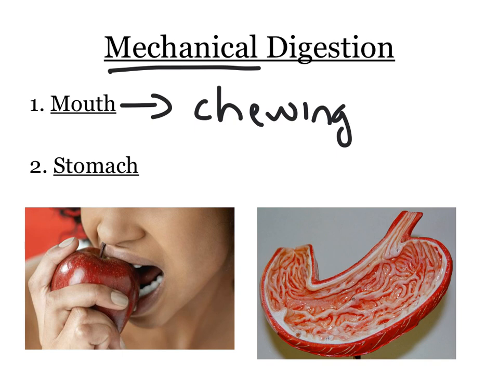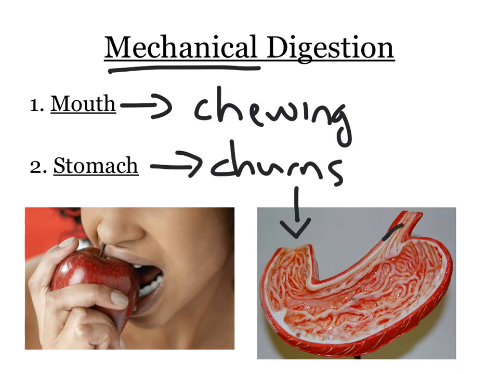And mechanical digestion actually happens in the stomach as well. So your stomach churns food. What this means, if you look at this picture of a stomach here, is that the stomach is lined with all these different layers of muscle. As you digest your food, these muscles contract and relax, which mixes the food around in your stomach, again helping to break big chunks of food into smaller chunks of food. And this process is called churning.